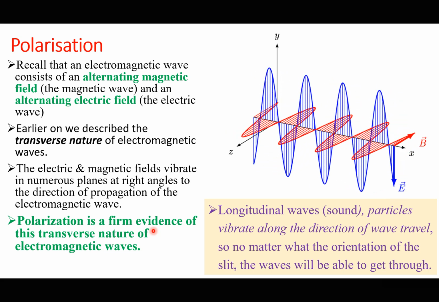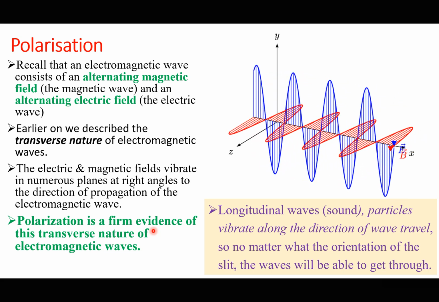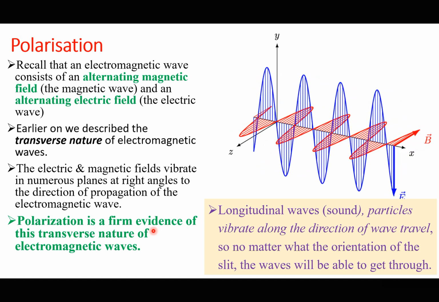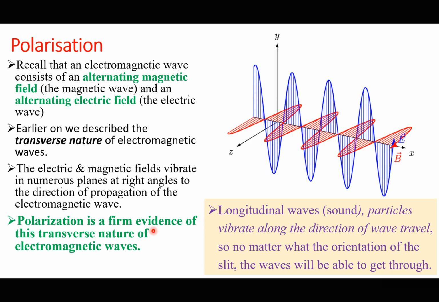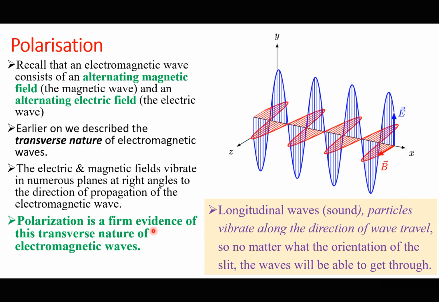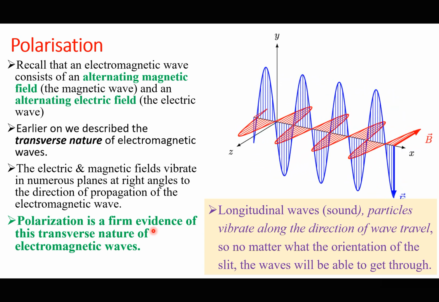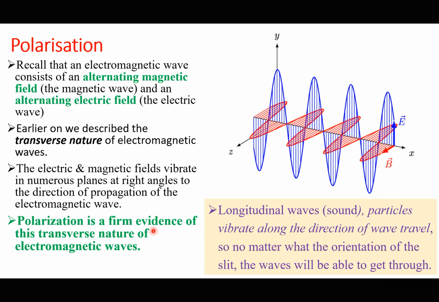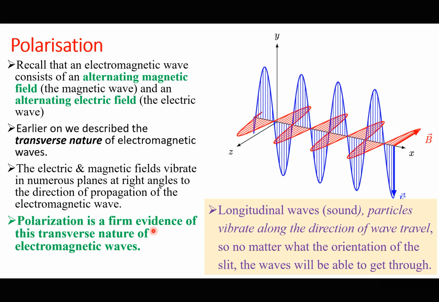We have already seen this with the rope, where the rope can be made to vibrate in more than one plane, but these vibrations, when passed through a narrow slit, only vibrations in a specific plane can go through, which means all transverse waves can undergo polarization, although we are going to concentrate on polarization of light.